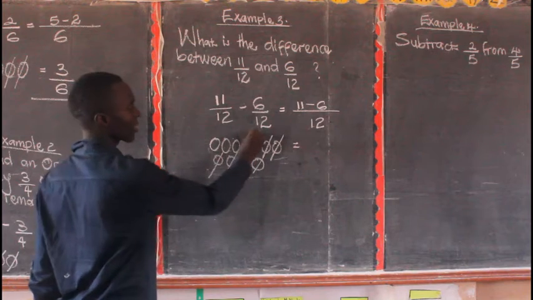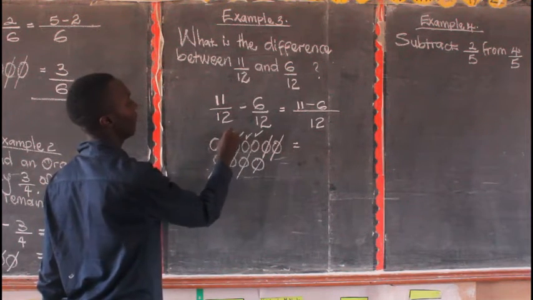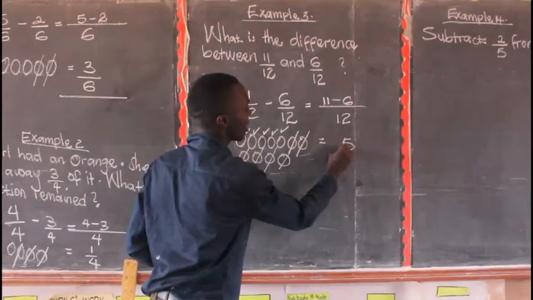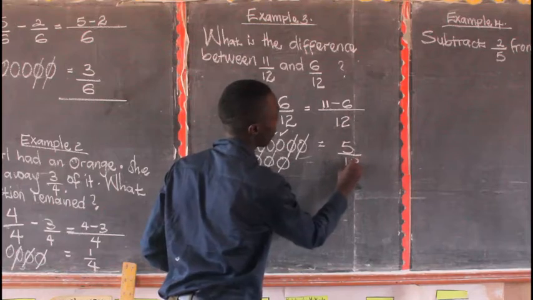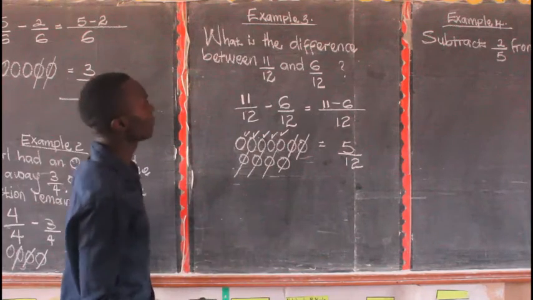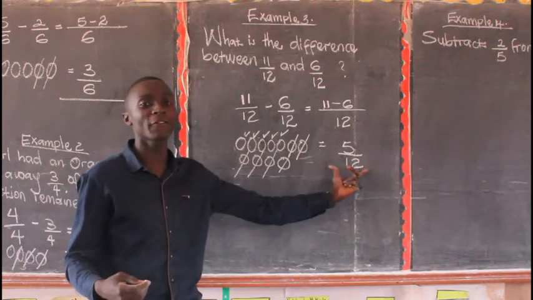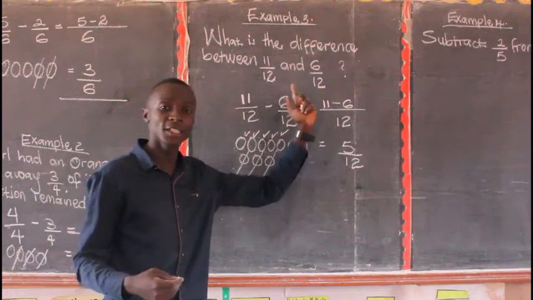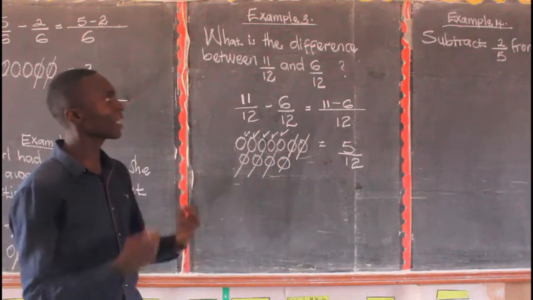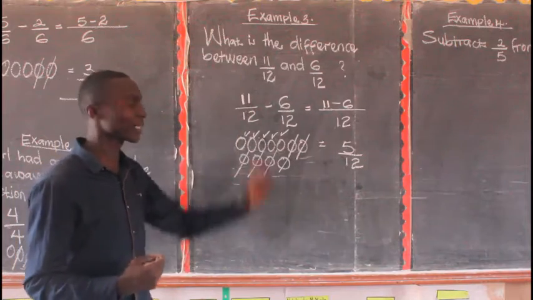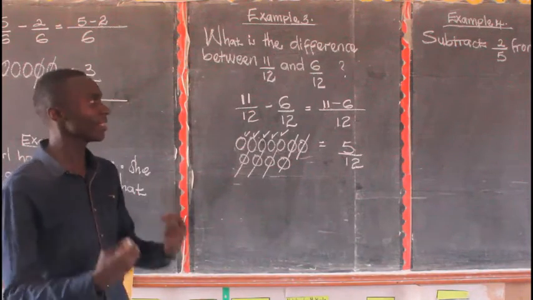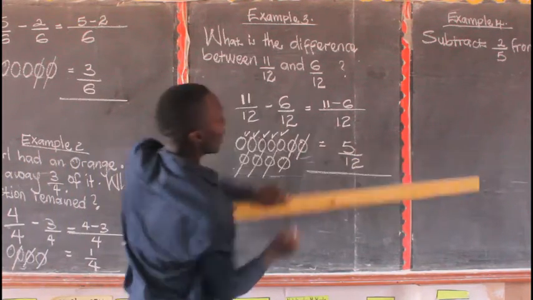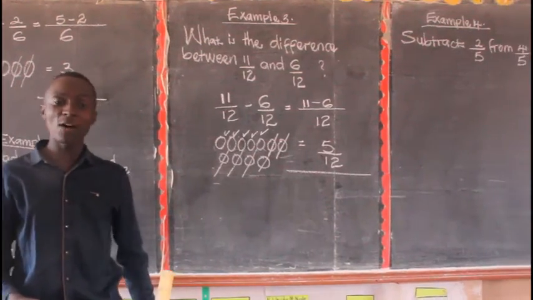What do you remain with? Let's count 1, 2, 3, 4, 5. So here you remain with 5. Then you will say 5 out of 12. So it means that this is our difference between 11 out of 12 and 6 out of 12. If they ask you the question, find the difference, you have to subtract the bigger fraction minus the small fraction.